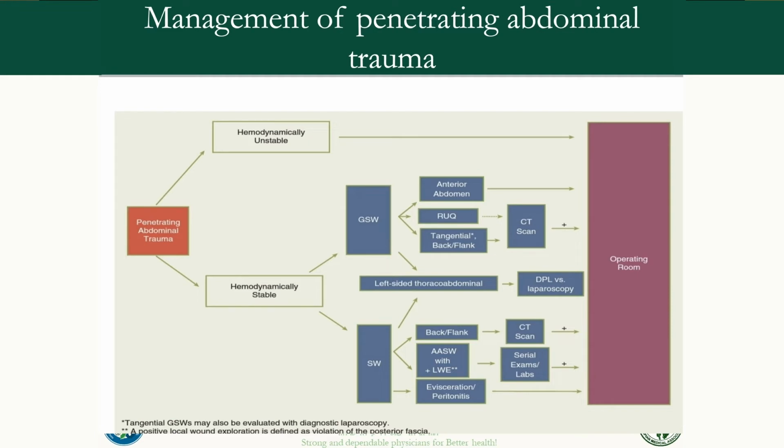If the patient has right upper quadrant injury with no feature of peritonitis, the patient can be tried with diagnostic approaches. So CT scan can be sent and the patient can be followed. If the CT scan shows a mechanism of injury that mandates operation, the patient can be explored. If the patient has tangential or back and flank mechanism of injuries, the patient can have CT scan and still can be followed.